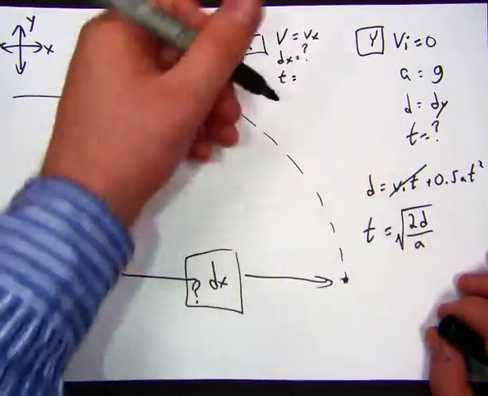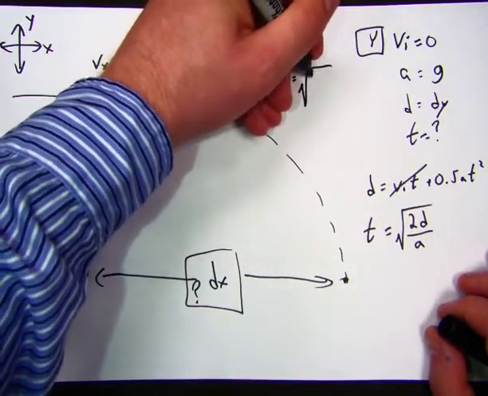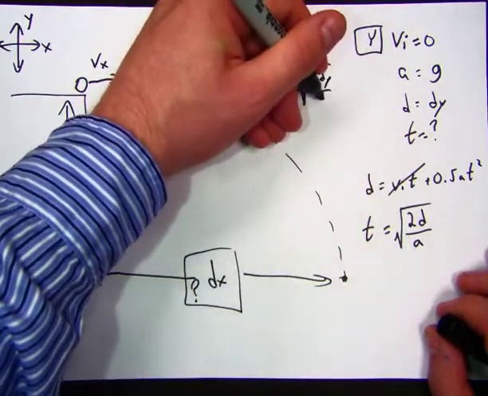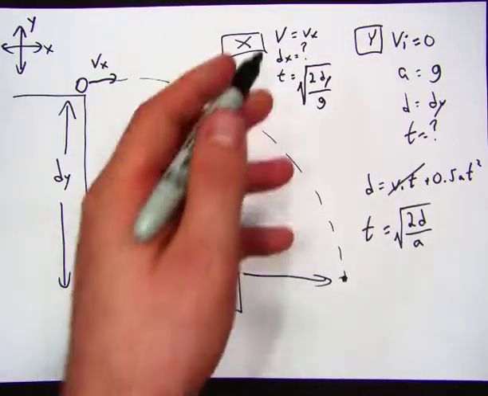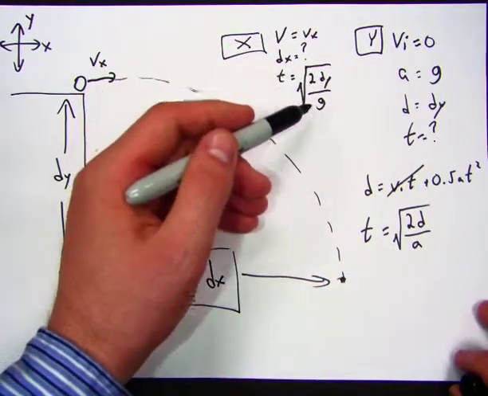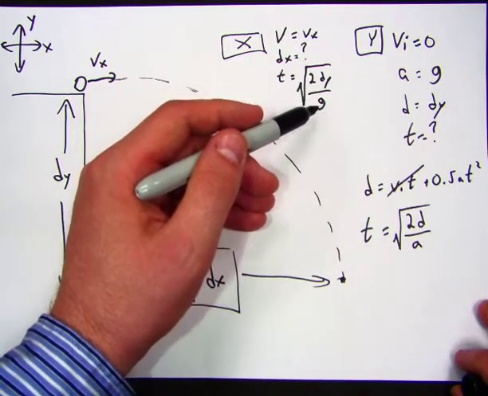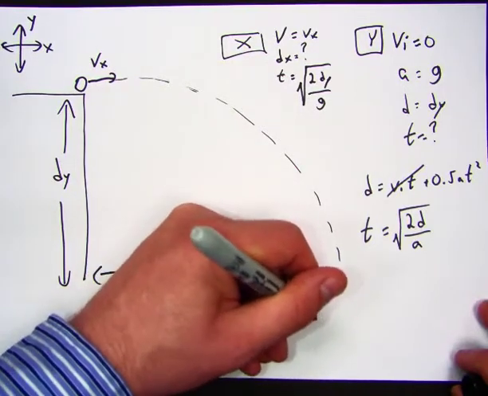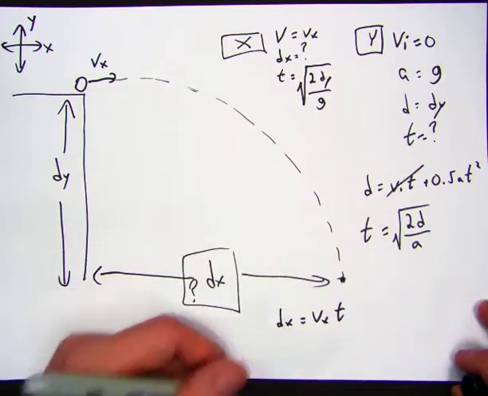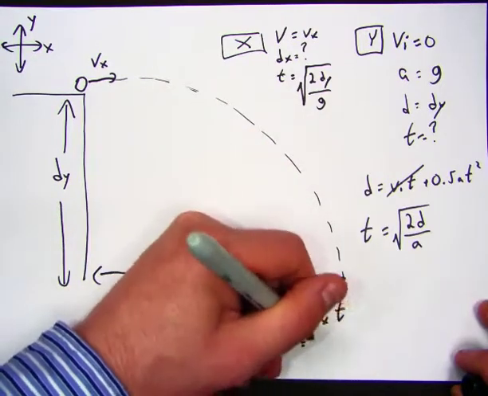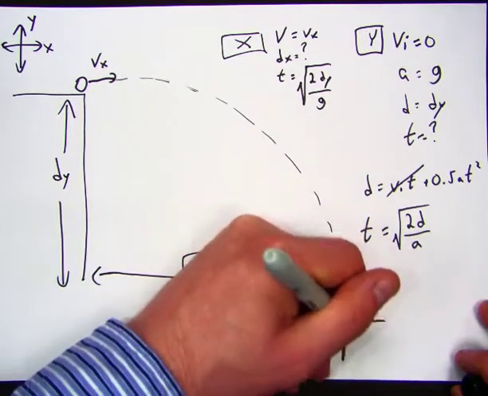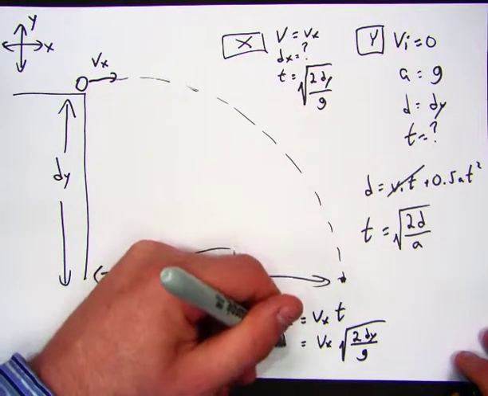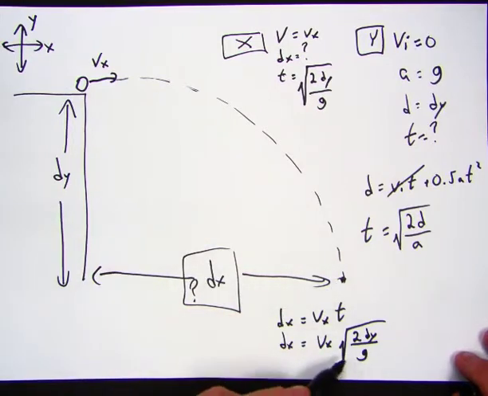In fact, I'm going to use my variables here and say time is equal to the square root of 2 dy over g, instead of d it's dy, and instead of a, I'm going to write g. This ultimately results in dx, the distance it moves, being equal to vx times t. Well, vx we know, and time is this new time, so dx will be vx times the square root of 2 dy over g. And there's my final answer. That's how far it moved from the base of the cliff.